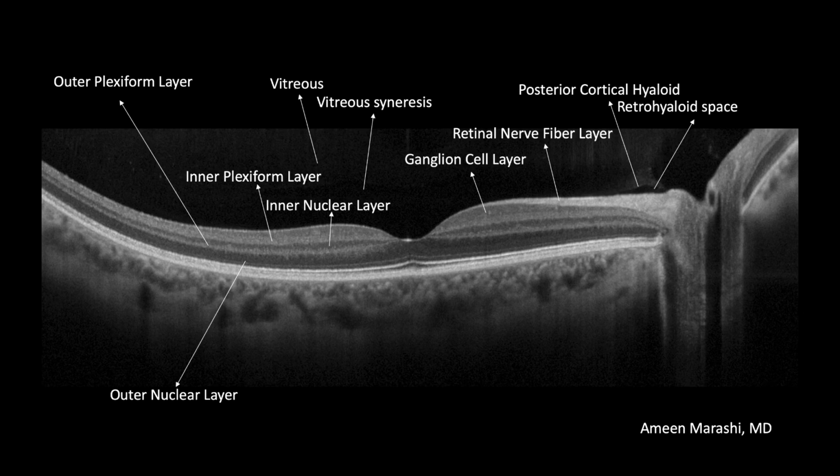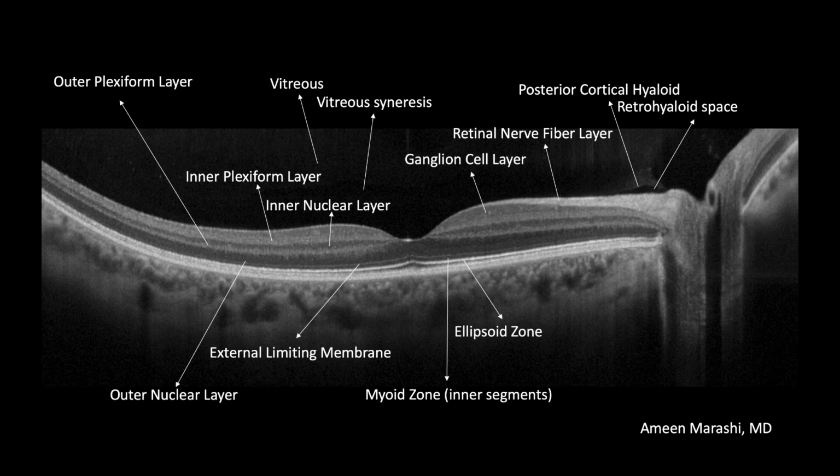There, the outer nuclear layer is hyporeflective, where at the bottom of it there is a hyperreflective thin line, which is the external limiting membrane. Underneath the external limiting membrane, a hyperreflective layer represents the inner segment of photoreceptors, called the myoid zone. Below it, a hyperreflective line represents the junction between the inner and outer segments of photoreceptors, which at the center of the fovea is called the ellipsoid zone, which is a very important layer. Any disruption of it will cause visual loss.